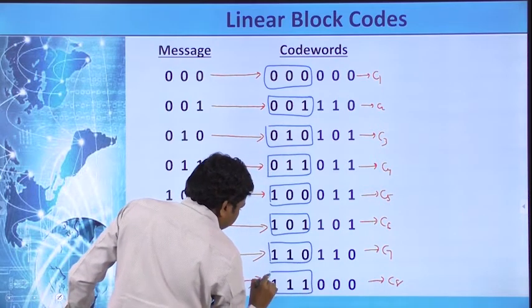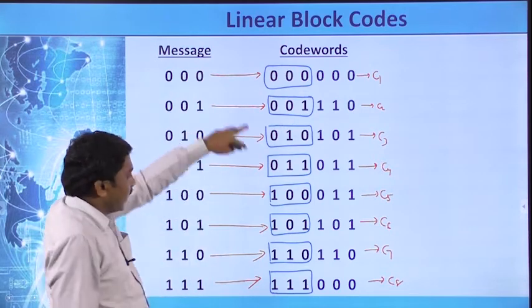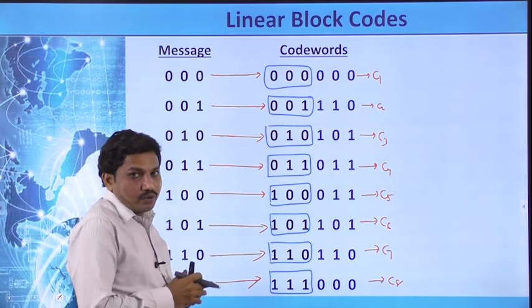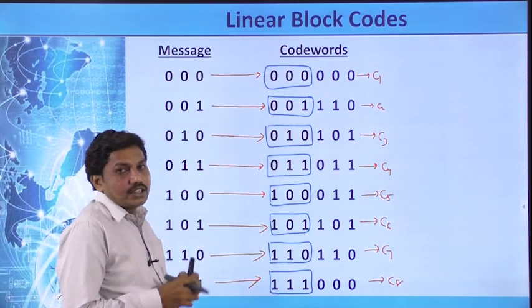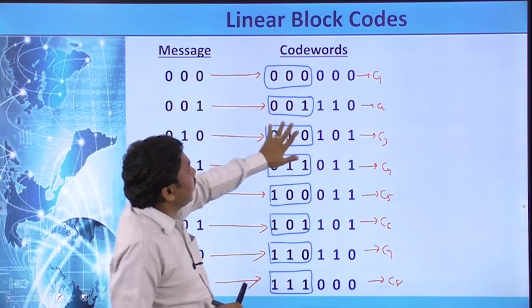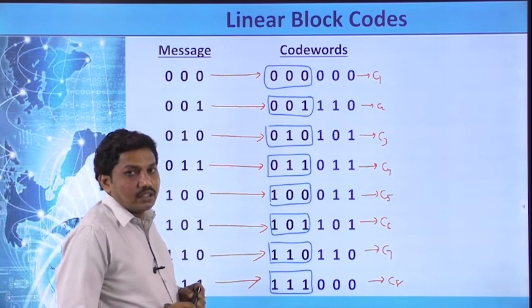So if you look carefully, the first k bits are nothing but your message bits as they are. So it is a systematic linear block code. We will verify the condition. Systematic means the message bits appear in the code word in unaltered form. So systematic is verified.